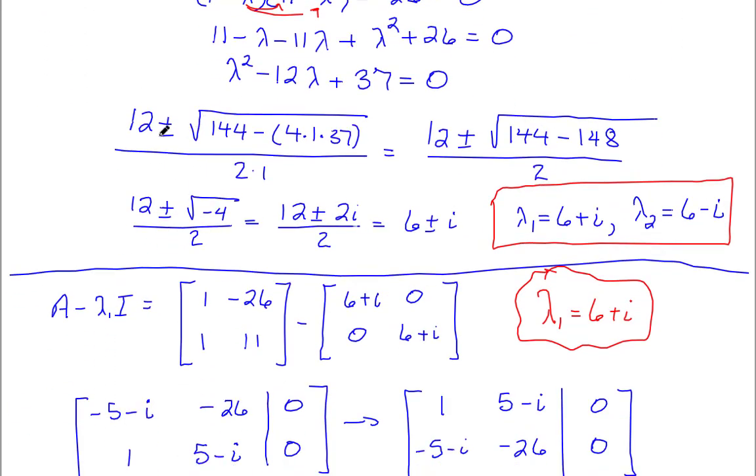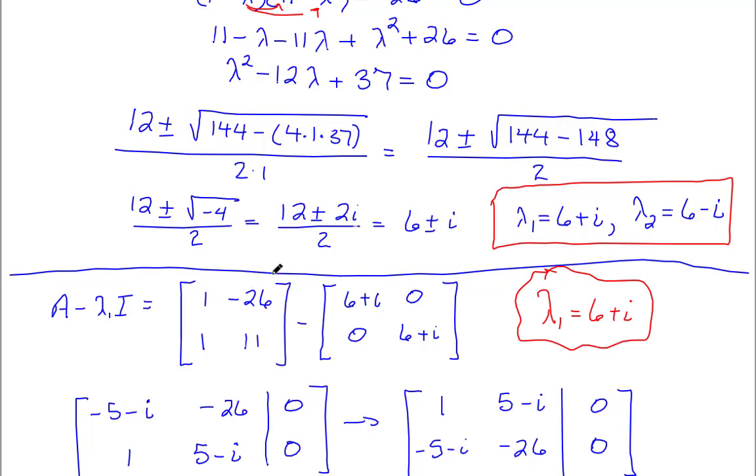All right, so let's see. Minus b plus or minus the square root of the b term squared minus 4 times a times c, all divided by 2 times a. So we get 144 minus 148, so a negative 4 square root. So that's going to give me a 2i. So splitting this up, 12 over 2 is 6, 2 over 2 is 1. So we get two eigenvalues. They are 6 plus i and 6 minus i.